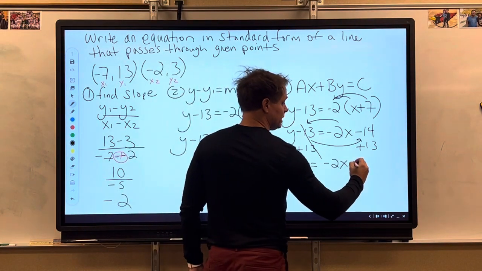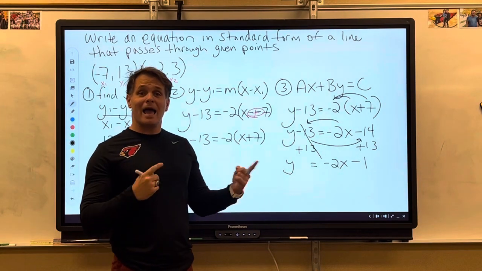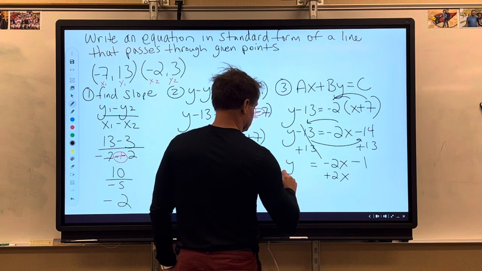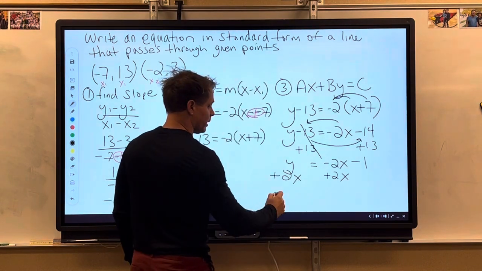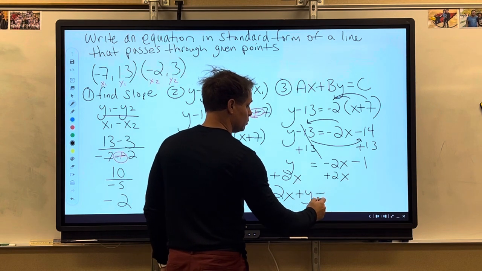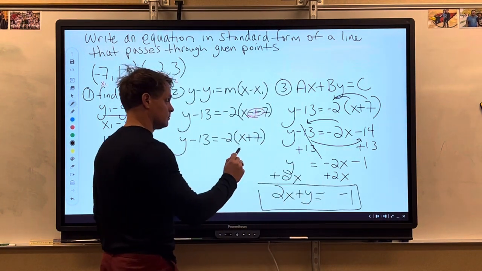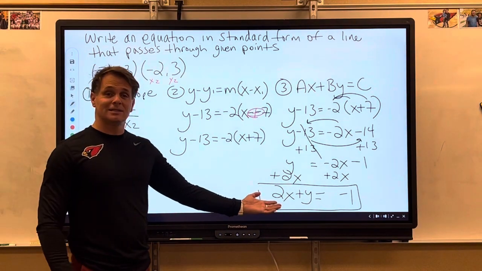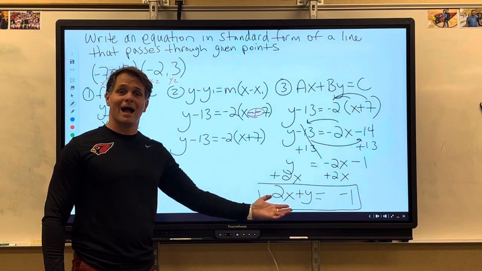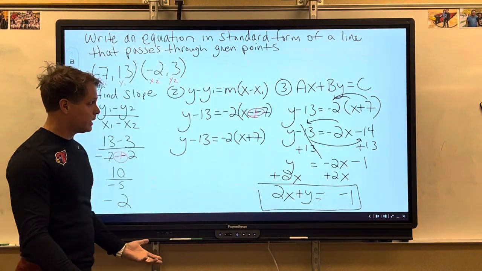-14 plus 13 is -1. And then I'm going to add 2x to both sides. So I get 2x plus y equals -1. It's my final answer. That is now in standard form. That is the equation in standard form of a line that passes through those 2 points. Okay?